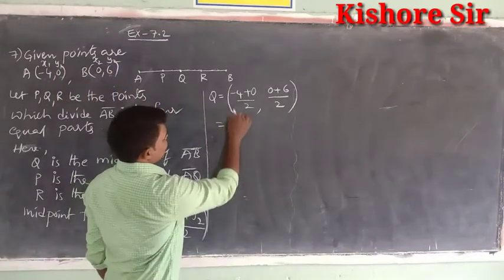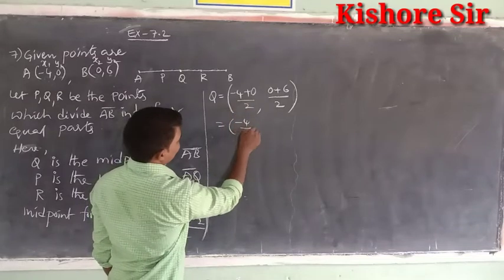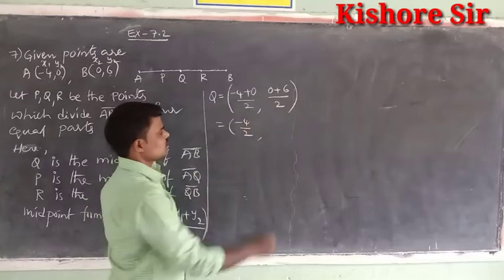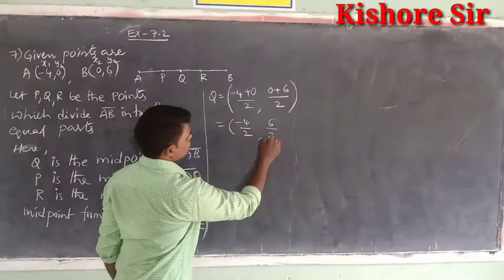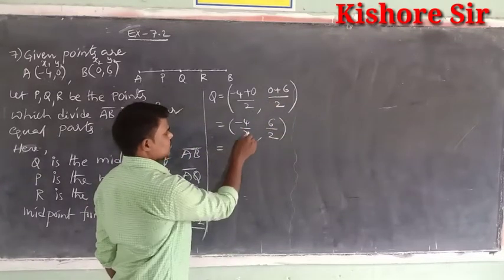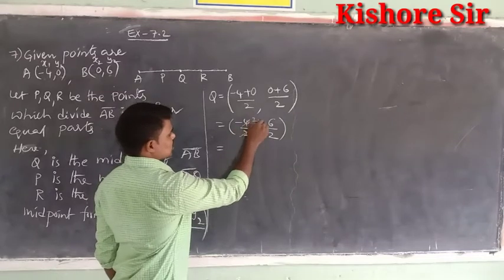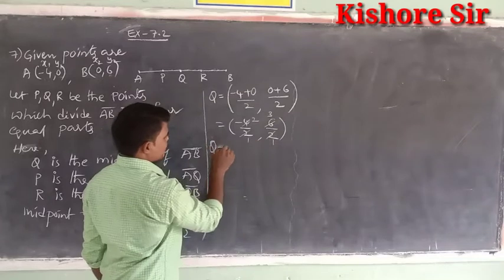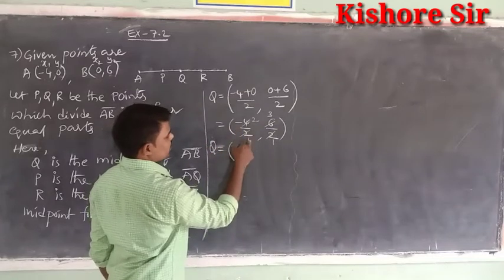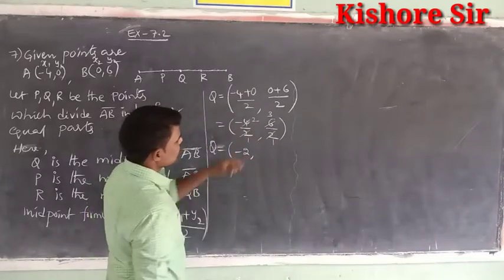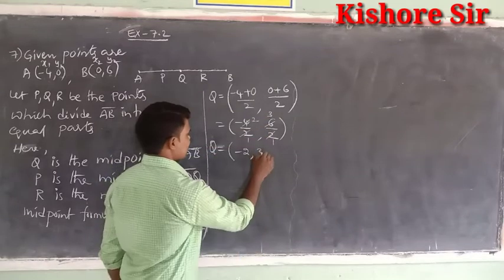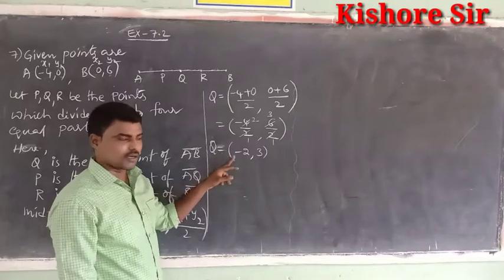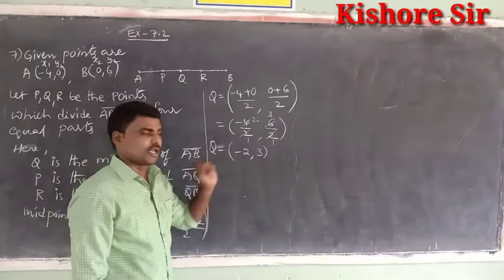So that equals minus 4 plus 0, minus 4 by 2, comma 0 plus 6, 6 by 2. Two ones are 2, two threes are 6. So the coordinates of Q are minus 2 by 1, that is minus 2, comma 3 by 1, that is 3. The coordinates of the point Q are minus 2 comma 3.